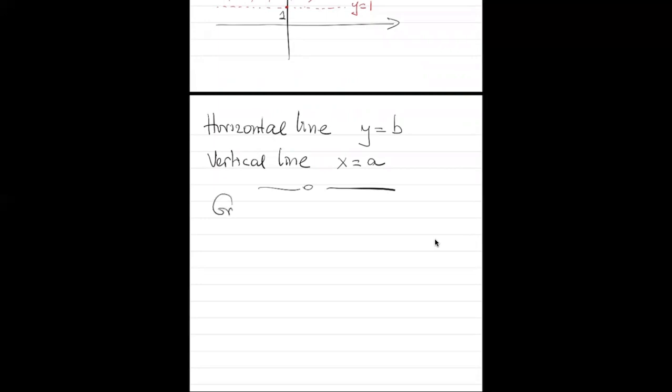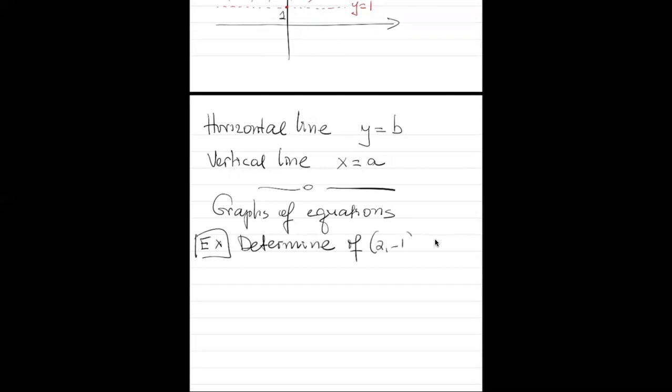Graphs of equations. So next section, same section, next point. So example, determine if the point 2, -1 is on the graph. Determine if the point or the pair 2, -1 is on the graph with equation x squared plus y to the third equals 1. So without having the graph, we can plug in the point and see if it works.